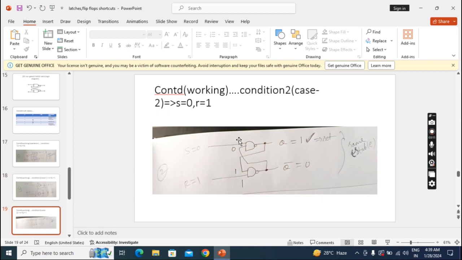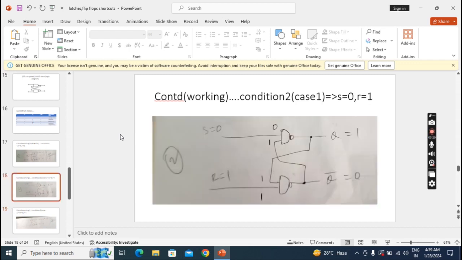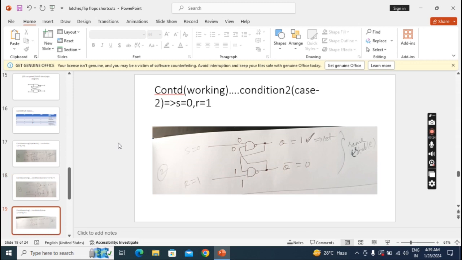Okay. Now both are zeros, so output is 1. Both are 1s, output is 0. So here we are getting Q1, Q bar 0. Previously what we got? Q1, Q bar 0. So this is the stable output. Now this output is the final output because this is the stable output. We have to take only stable output in the truth table.